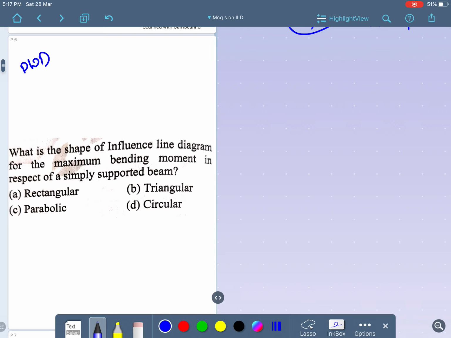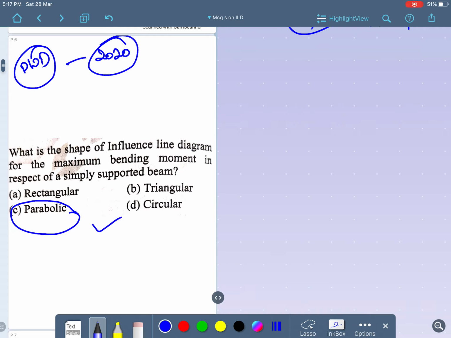See, this was the question which was asked in the Public Works Department examination conducted in 2020. What is the shape of the influence line diagram for a maximum bending moment with respect to a simply supported beam? With respect to a simply supported beam, the maximum bending moment influence line diagram will be parabolic. Okay, a repeated question in the Public Works Department examination. Fine. Let me move on to the next question.